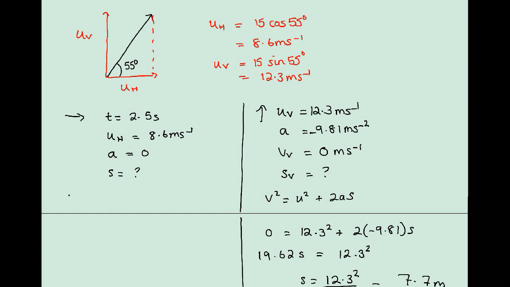So again, we're going to use s equals ut plus half at squared. But because the acceleration is 0, that bit disappears and we're left, of course, with displacement equals velocity times time. So we've got here velocity 8.6 times the time, which we've just calculated to be 2.5, and we end up with a horizontal displacement of 21.5 meters.